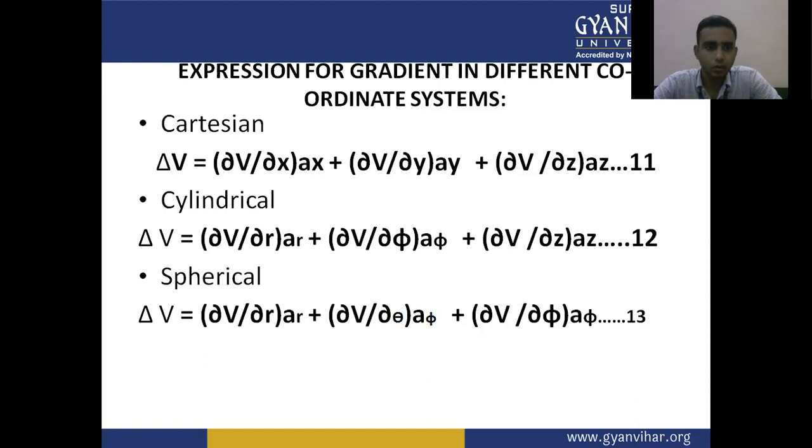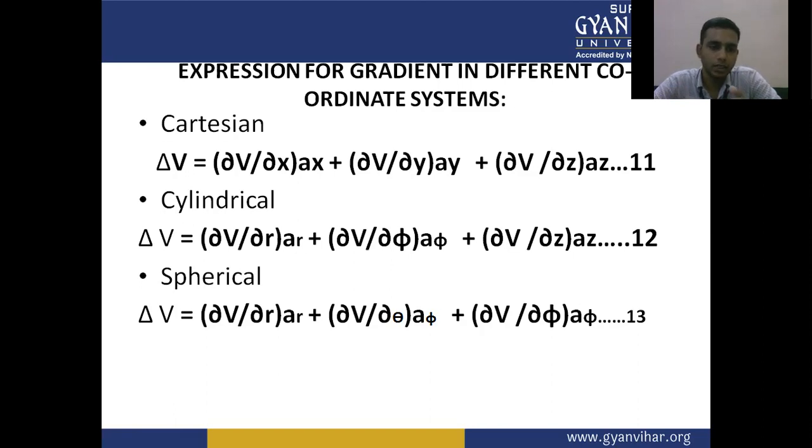In the case of the cylindrical coordinate, we express that by equation number 12, that is, del V, the gradient, represented in the cylindrical coordinate, is del V over del R in the direction of the vector AR, plus del V over del phi in the direction of the unit vector A phi, plus del V over del Z in the direction of AZ. We know that the Z component is the same in the Cartesian as well as the cylindrical coordinate system.